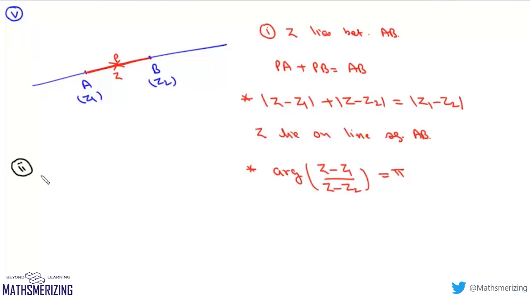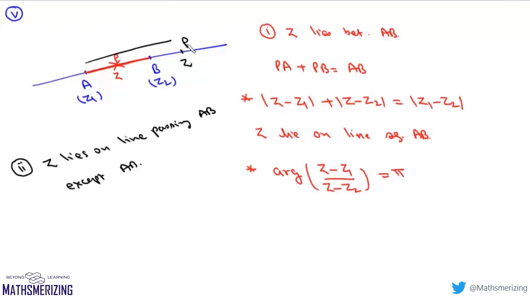Now this second case is when z lies on the line passing through AB except points between A and B. So now suppose we have this z here. This is AP and this is BP. So if the condition is mod of AP minus BP is equal to AB, then this z will lie on this line AB except for the points between A and B.